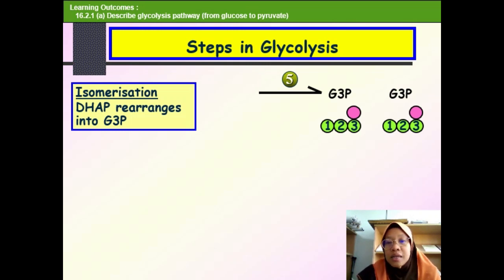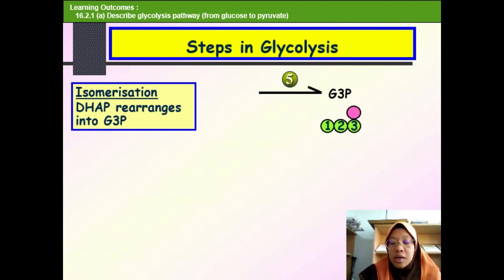So bila dah dapat 2 molekul G3P, the next one is you need to... okay, ceritanya 2 tapi penerangan saya nak gunakan 1 saja molekul G3P. Jadi nanti semua yang hasil tu kali 2. Boleh. So yang ni untuk penerangan bagi 1 molekul G3P. So untuk the 6th step, alright.